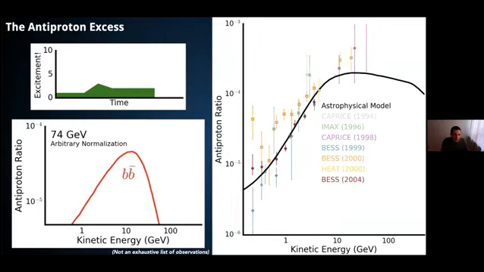As data came from BESS, HEAT, more data from BESS, the PAMELA telescope finally gave us a lot of energy resolution and a lot of statistical sensitivity to these things. And there start to be some interesting little features here, and maybe we can start to probe them.